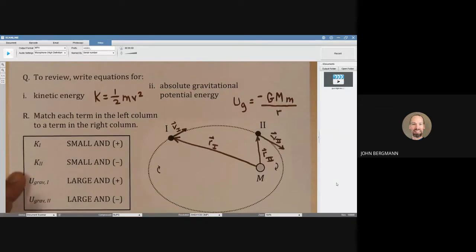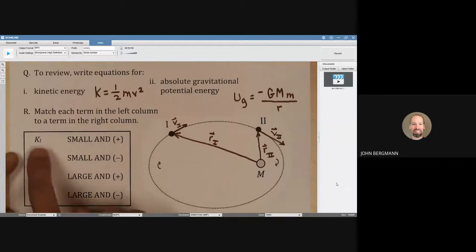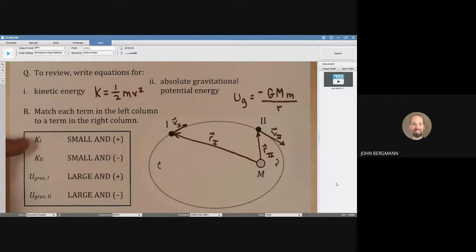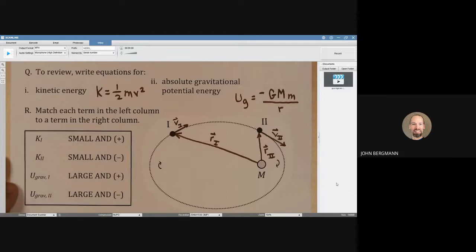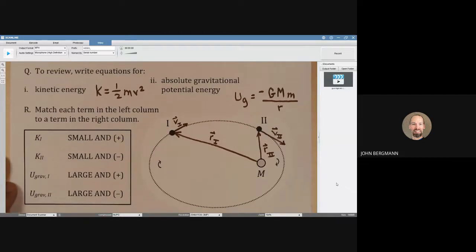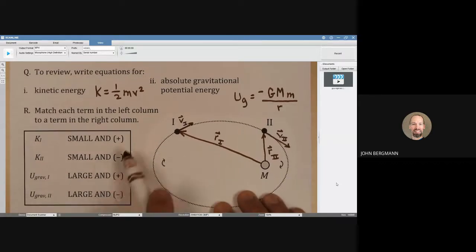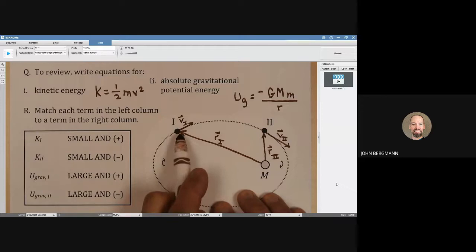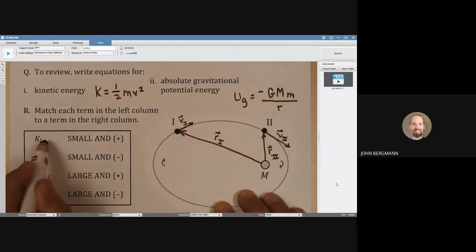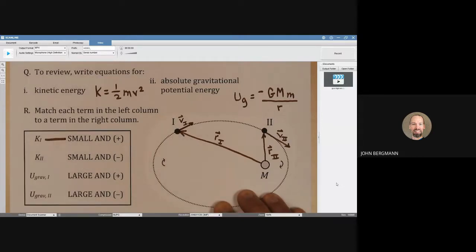What we want to do now is match each of these terms here with one of these descriptors. And we can see from the equation that kinetic energy must always be positive. And so that means that the choices over here that have positive, those have to be the kinetic energies. It's just a question of which is which. At point 1, we're moving slower. So that must mean K1 is small and positive, which means K2 has to be large and positive.